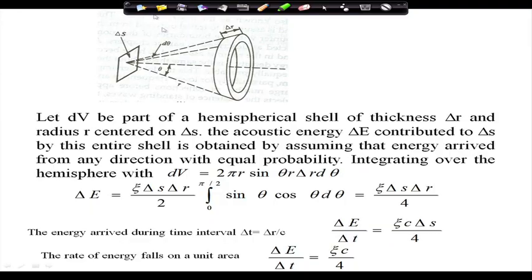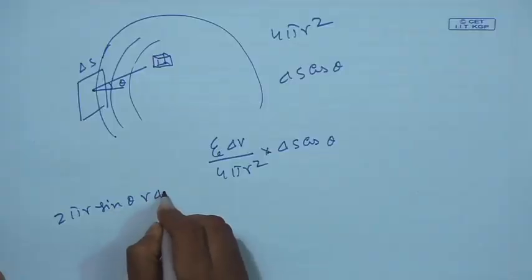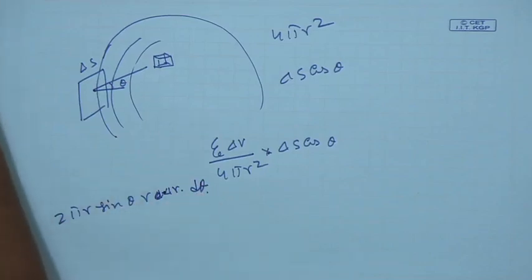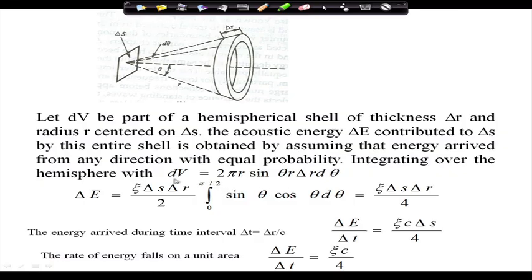So, I can say it is like a hemispheric shell striking the del S surface. So, how much total energy, due to all kinds of reflection, contributes to the del S? How do we get it? Now, del E, del V. What is del V of the hemispheric shell? It is nothing but 2 pi r sin theta r del r into d theta. This is simple arithmetic, simple geometry.